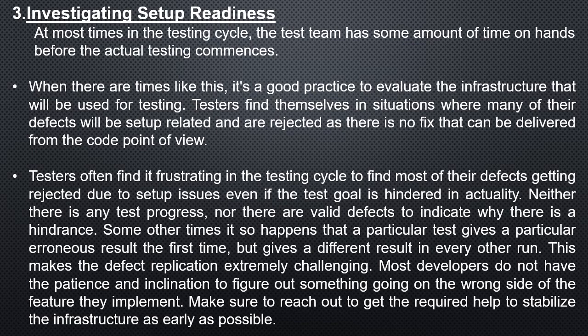Testers often find it frustrating in the testing cycle to find most of the defects getting rejected due to setup issues, even if the test goal is hindered in actuality. Neither is there any test progress nor are there valid defects to indicate why there is a hindrance. Some other times it so happens that a particular test gives a particular erroneous result the first time but gives a different result in every other run. This makes the defect replication extremely challenging.